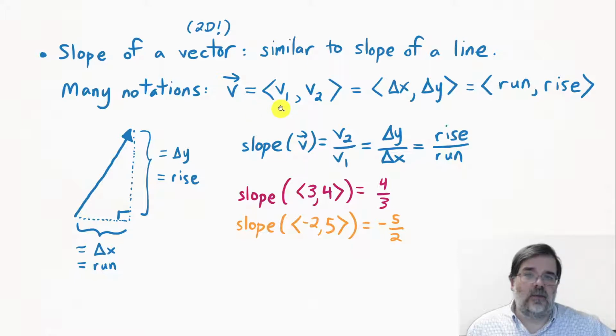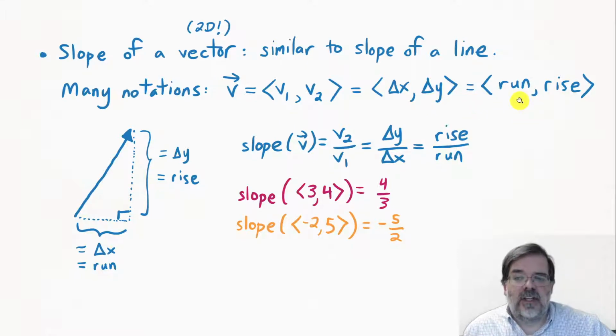Here, we often like to write vectors as v1 comma v2. But if you were taking a physics class, you might see this vector written as delta x and delta y. The triangle is the Greek letter delta. It often represents the change in something. So this notation could also be read as the change in x and change in y, which is exactly what a vector is. But again, in an earlier algebra class, you might have heard these quantities referred to as the run and the rise.